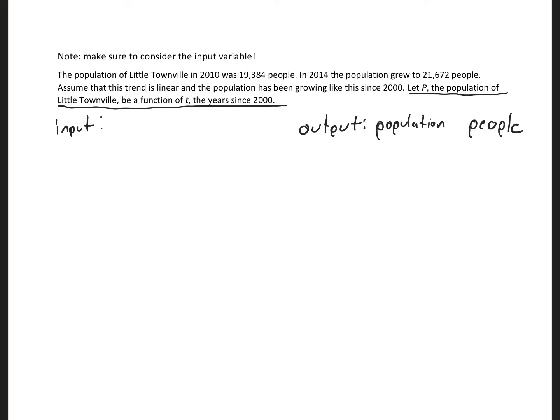The input that we're using here is years since 2000. That's a very important thing to distinguish. So the input is years since 2000. We're trying to write P as a function of T in this case. So P equals MT plus B. To get our 2 points, remember the input is the year since 2000. So the population of Littletownville in 2010 was 19,384. That's 10 years since 2000.